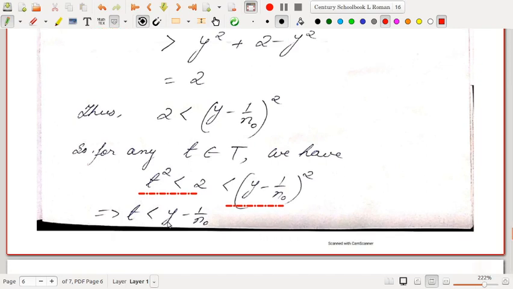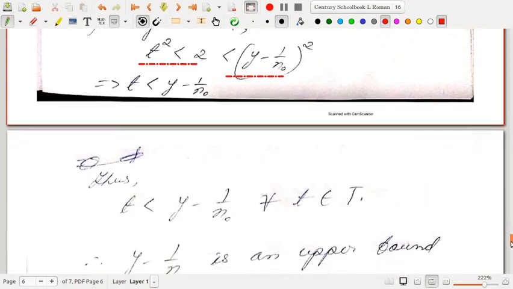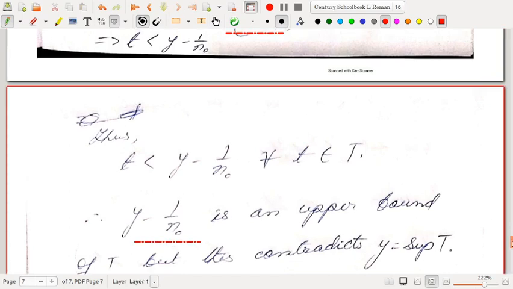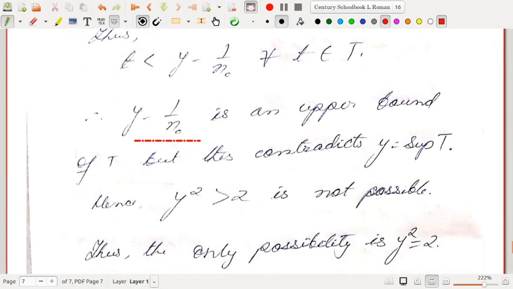So that means we have got a real number which is strictly less than y and is an upper bound of the set T. That is, t is less than y minus 1 by n naught for every t inside T. That is, y minus 1 by n naught is an upper bound of T. But this again contradicts the fact that y is the least upper bound. y is the supremum of T, so it is the least upper bound. So no number less than y can be an upper bound. But here we have got y minus 1 by n naught, which is a number less than y, and it is an upper bound of T. So that's a contradiction. So y square greater than 2 is also not possible.